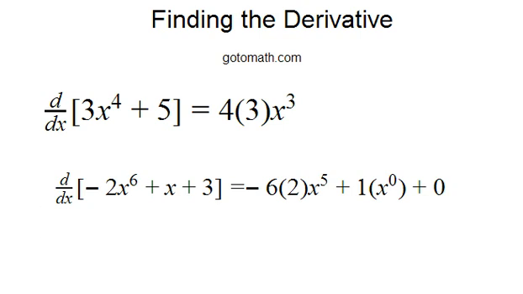And we'll just continue this down to the next line. We're going to say equals here. So let's clean this up. You have negative 6 times 2. That becomes negative 12 x raised to the 5th power. And then, of course, x to the 0 is 1. And 1 times 1 is just going to be 1, right? And we're not going to rewrite the 0. So there you go. We've now found the derivative of negative 2x to the 6 plus x plus 3.